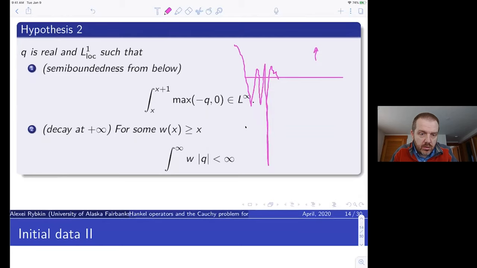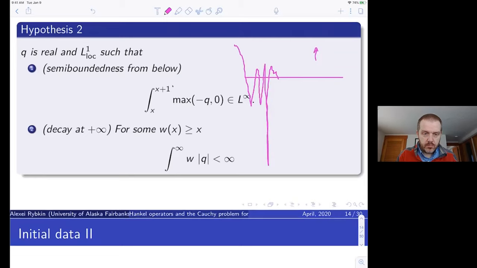No, it would be totally fine. You see, the negative part would be totally fine, but the positive part should also go to zero, as this condition indicates. So, in other words, it means that the Schrodinger operator with such a potential is semi-bounded from below. That's what it means. And as a matter of fact, it's the actual condition. The Schrodinger operator is semi-bounded from below. Otherwise, nothing could be guaranteed.